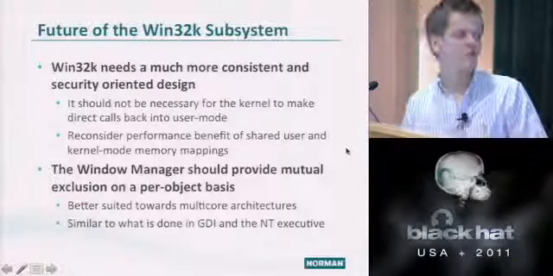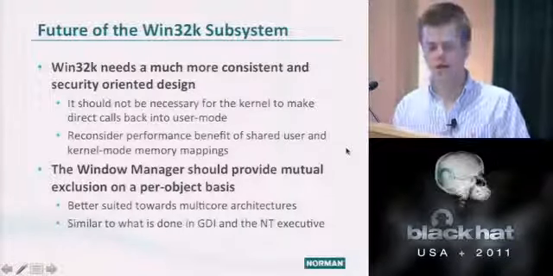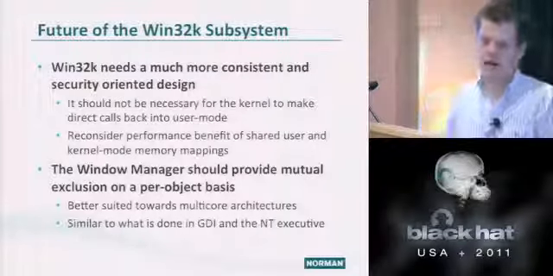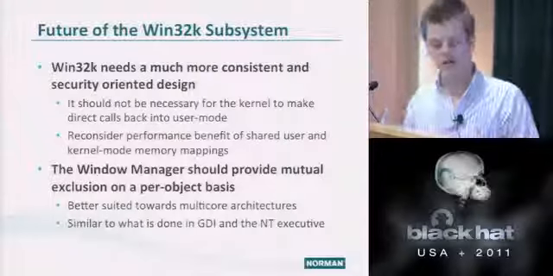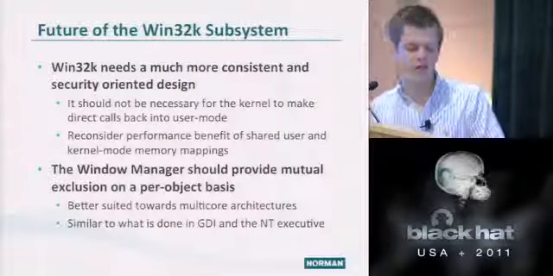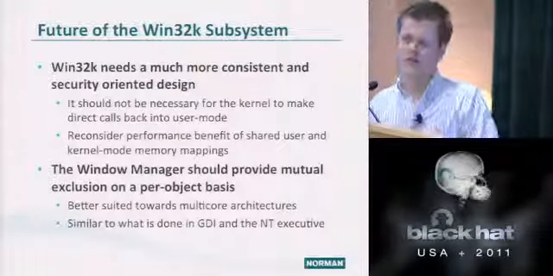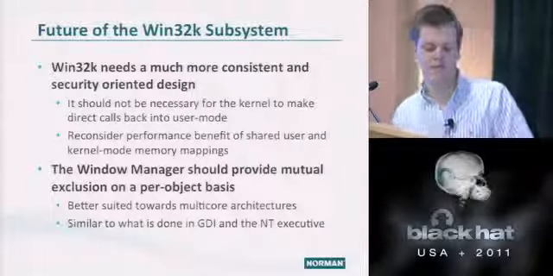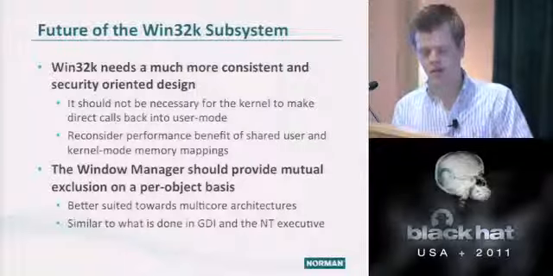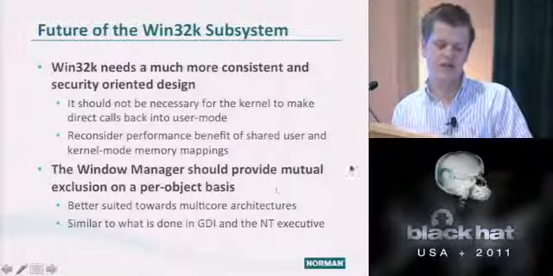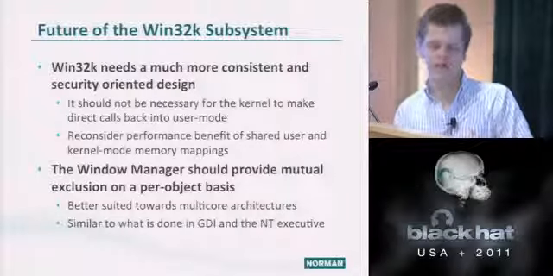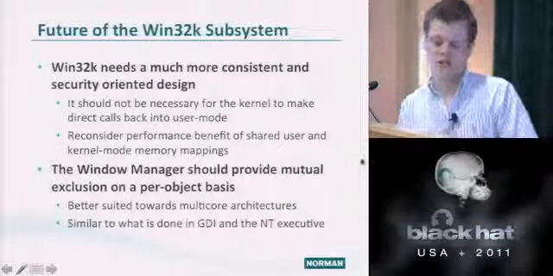The window manager should also provide a mutual exclusion design on a per object basis, not globally lock the module itself. Because with all the multi-core architectures, this doesn't really help, so it will be better suited towards those. And this is also similar to what is already done in the NT executive, or the Windows kernel itself, as well as in GDI.